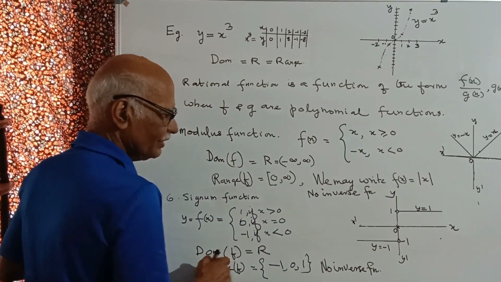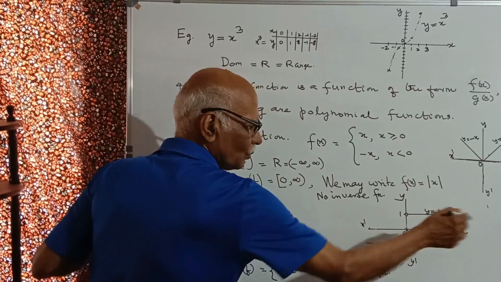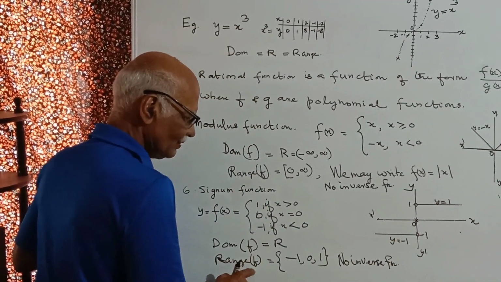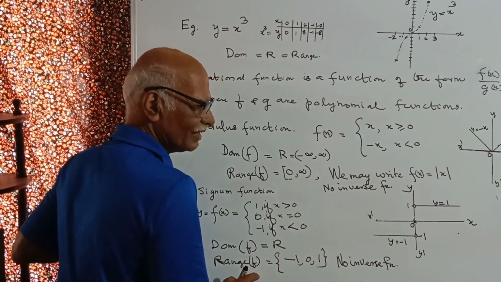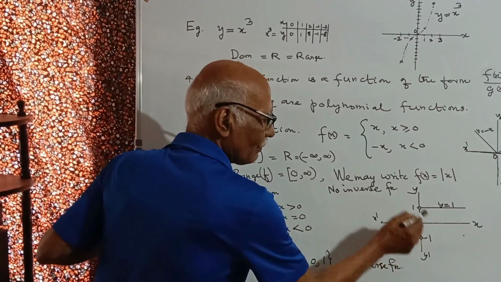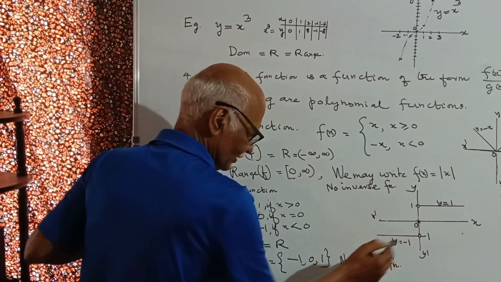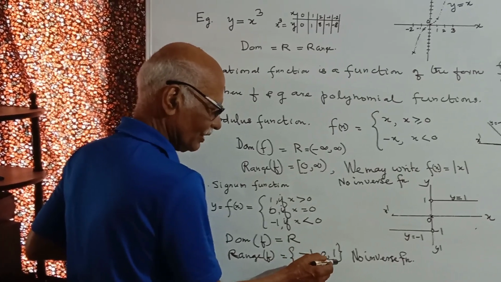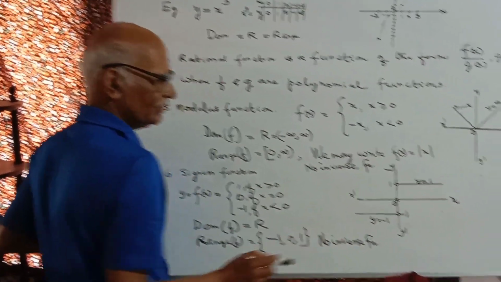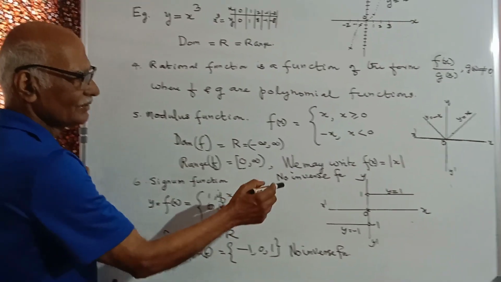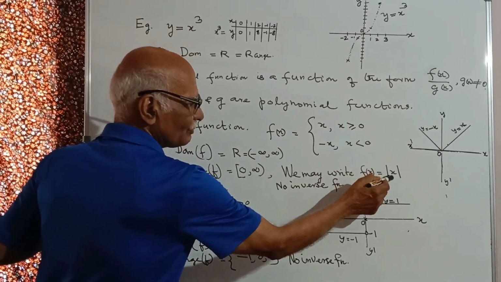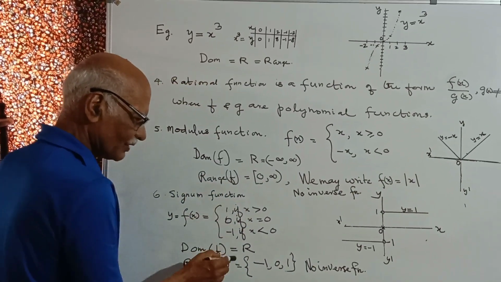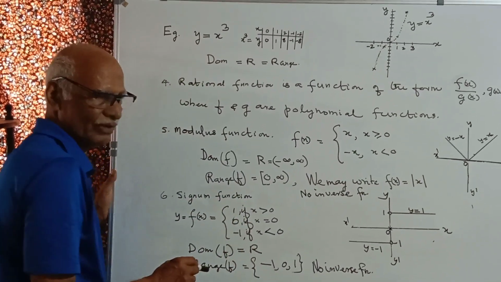Now, the domain of the function, you can see the x values, the whole of the real axis, it is R. And the range is the set of values taken by y. y is 0, or y is 1, or y is minus 1. So the range of the function is the set {minus 1, 0, 1}. There is no inverse for this function. So understand, the modulus function f(x) equals modulus x has no inverse. The signum function has no inverse. Now we will continue.